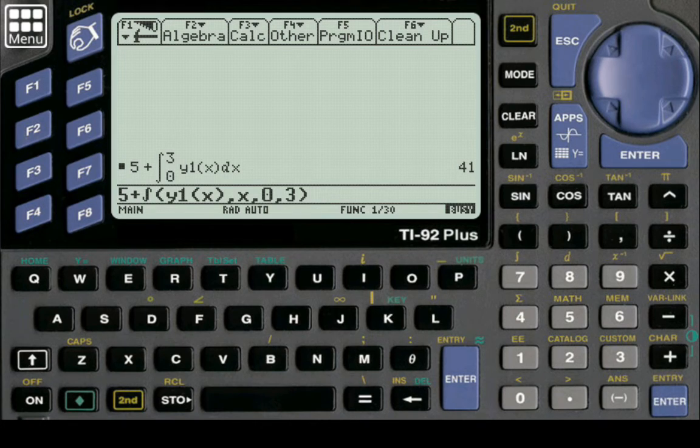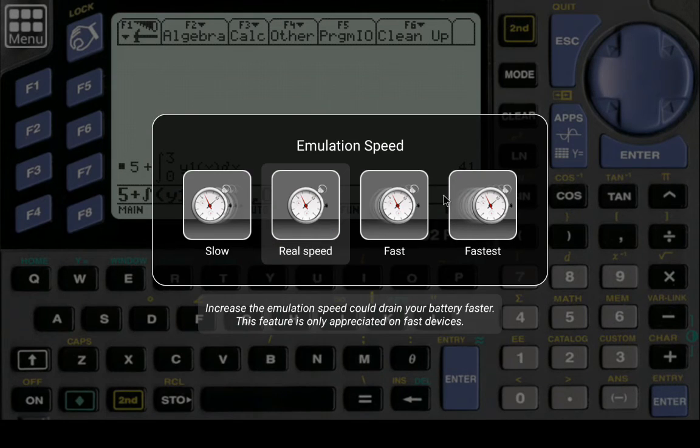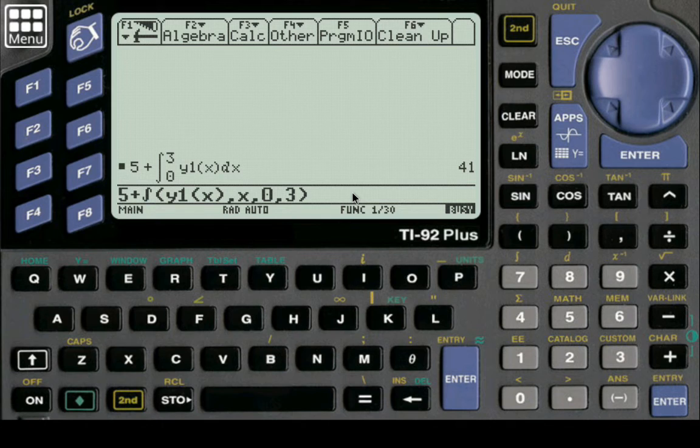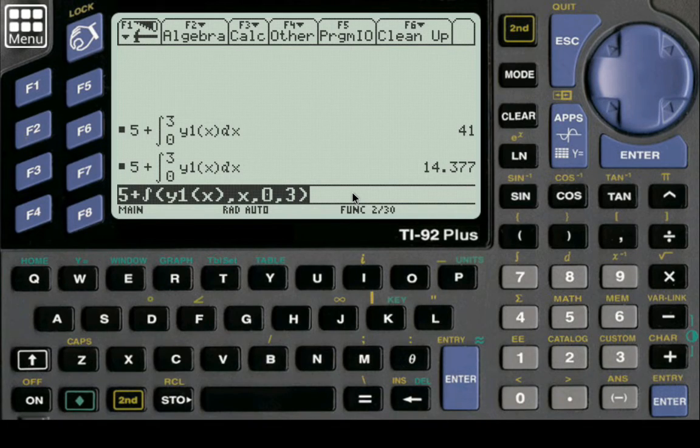And we get... That's why I had ludicrous speed on, because this takes forever. Come on. Wow, what's taking all day now? Maybe we should turn on really, really fast. There it is. 14.377. Yep, that's right. Okay, 14.377.